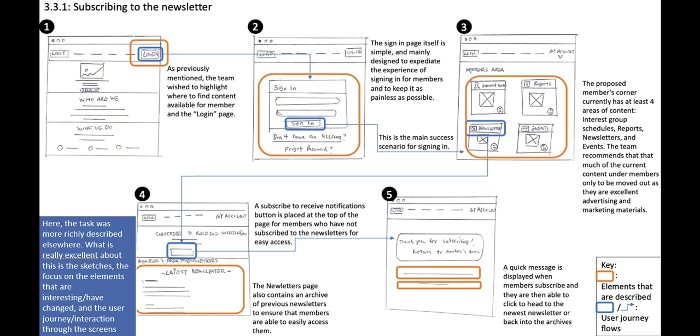The proposed members corner currently has at least four areas of content, and then people can click on what they're interested in. In this case, they're clicking on the newsletter. Then that brings them to the fourth page, and from the fourth page, they can do some interaction there, and then it goes on to the fifth page. Okay, so that's what's going on in terms of the flow.